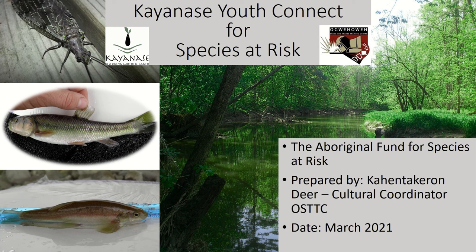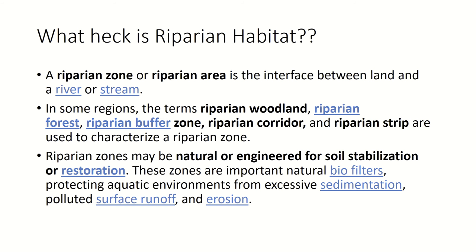Okay, so in this part of the presentation, we're talking about riparian habitat, why it's important, and live stakes, why we're using live stakes, and we're going to talk a little bit about erosion quickly. Okay, so what is riparian habitat? Riparian habitat, or riparian zone, riparian area, is the interface between the land and a river or a stream.